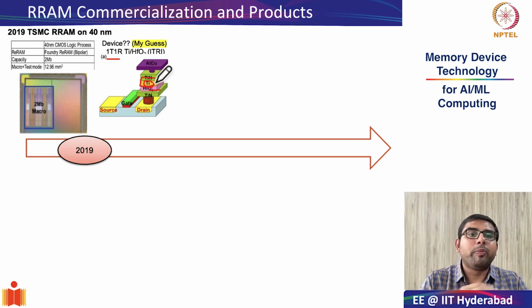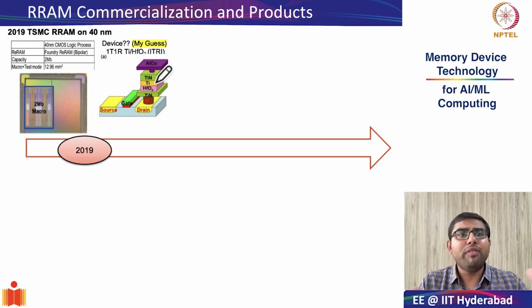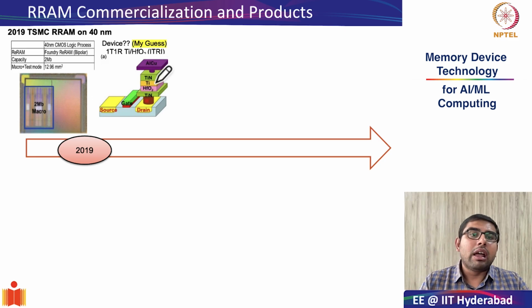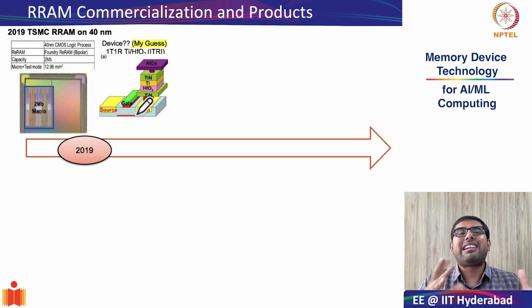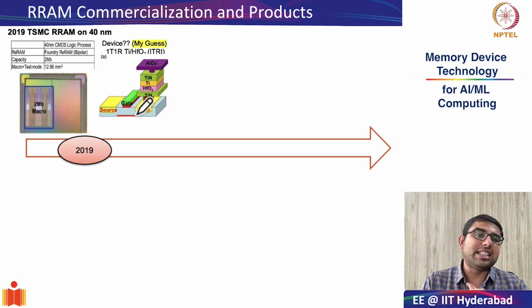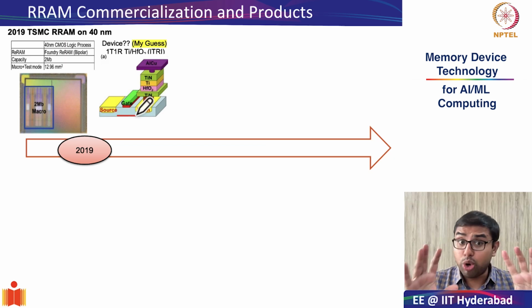This is because ITRI, which is a major research institute in Taiwan and closely works with TSMC, had shown way back in 2008 and 2010 these kinds of RRAM structures, and we know that there is a very tight integration between TSMC and ITRI. So this can be an educated guess, but we do not know for sure.